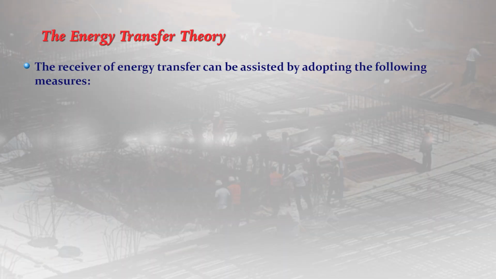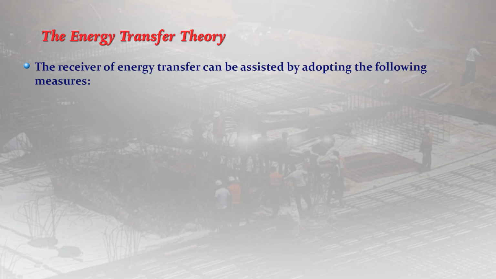So these are the ways how we can modify the path of the energy transfer. By doing so, we can limit or reduce the chances of accidents. Then the receiver of energy transfer can be assisted by adopting the following measures.